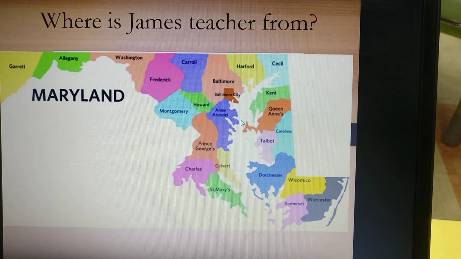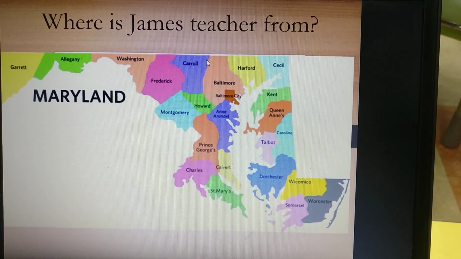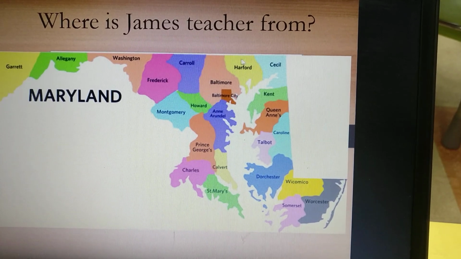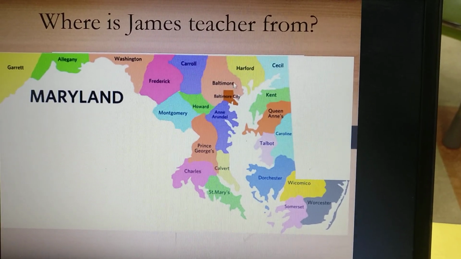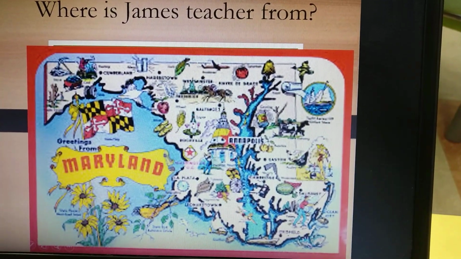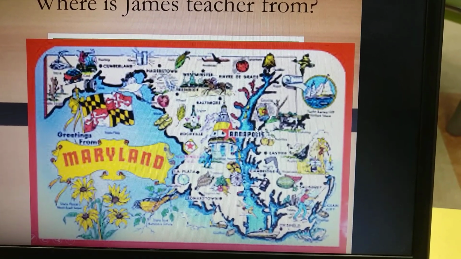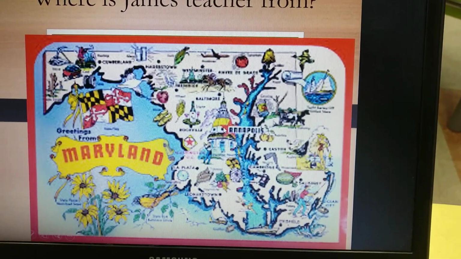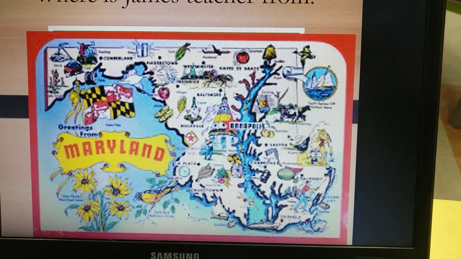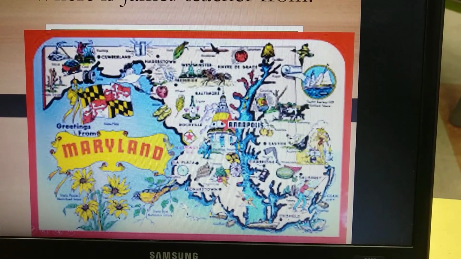So this is a state map of Maryland. As you see, there are many different counties, such as Carroll County, Baltimore County, Harford County. I'm from Baltimore County. Here's a pictorial map, including the capital Annapolis, Maryland. Once again, I'm from Baltimore, Maryland, right around this area. And this is the Chesapeake Bay area.